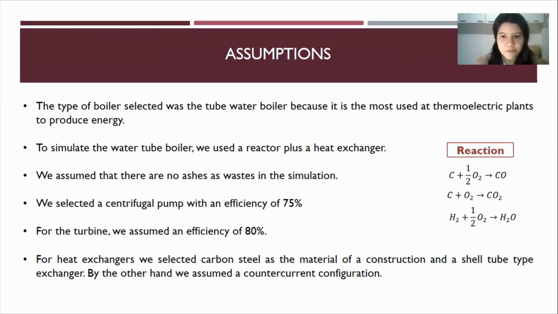And for the centrifugal pump, we chose an efficiency of 75%. For the turbine, we assume 80%. For heat exchangers, we select carbon steel as the material of construction and shell and tube type exchangers with a countercurrent configuration.